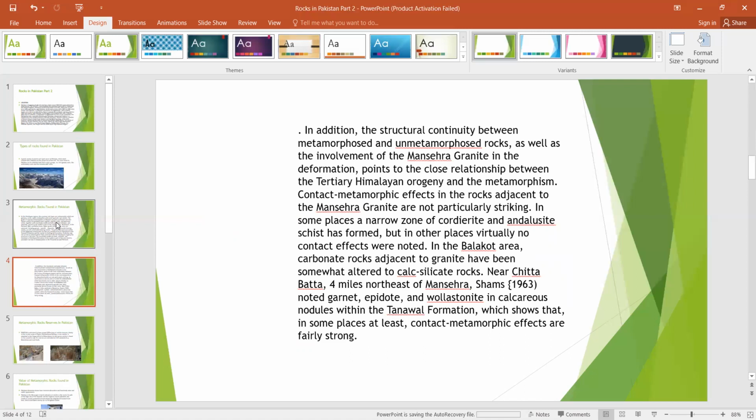If we talk about the Balakot region, the carbonate rocks which are adjacent to the granite have been somewhat altered to rocks which are known as calc-silicate. Near the area of Chitabata, which is 4 miles northwest of Mansehra, Shams noted garnet, epidote, and wollastonite in calcareous nodules within the Tanawal Formation, which shows that in some places, at least, contact metamorphic effects are fairly strong.